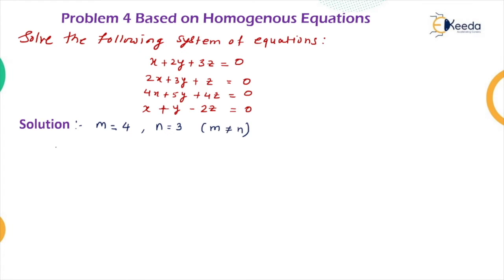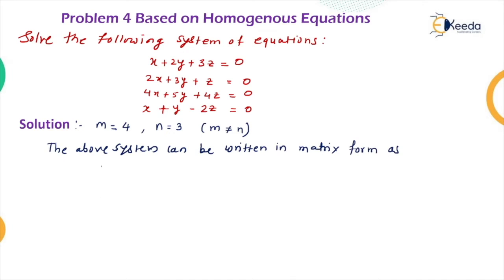So I am writing the above system in matrix form as AX equal to Z, where Z is called the null matrix, A is called the coefficient matrix, and X is called the unknown matrix. So how do we write this system of equations in matrix form? Let's see.